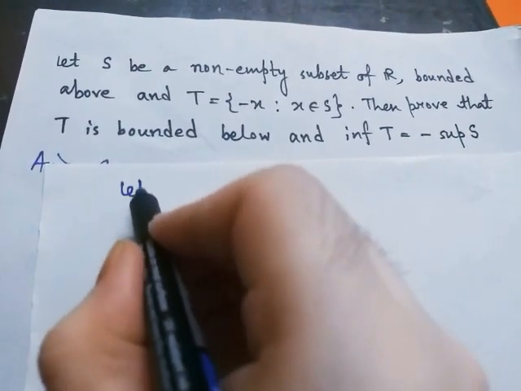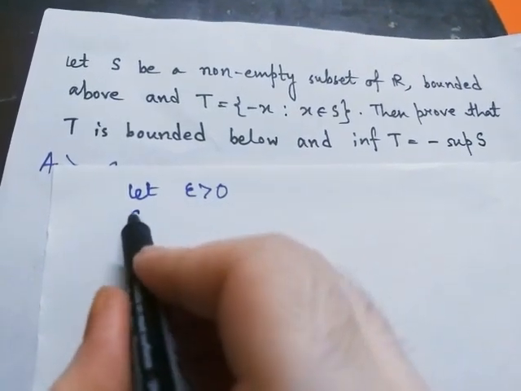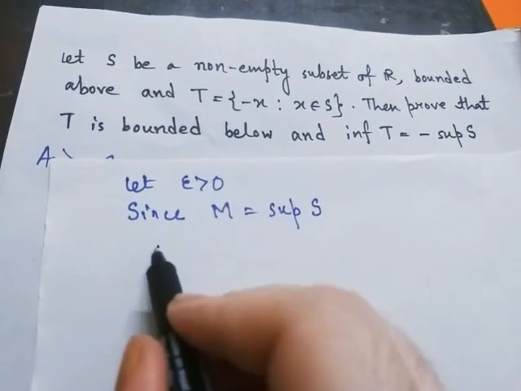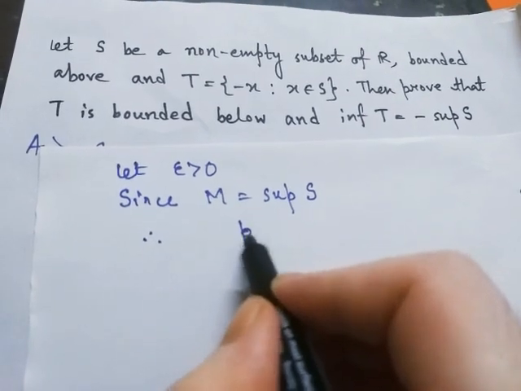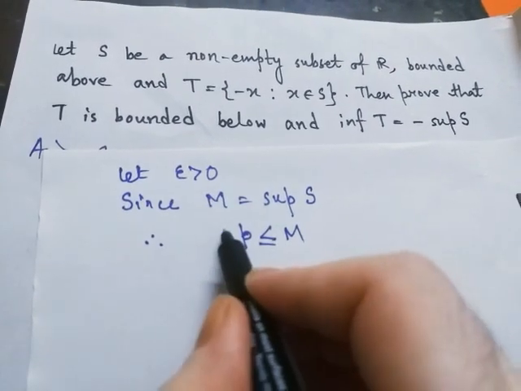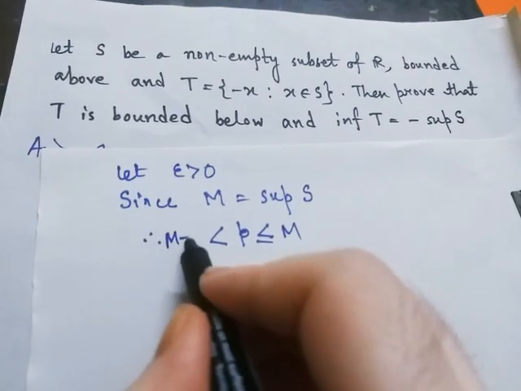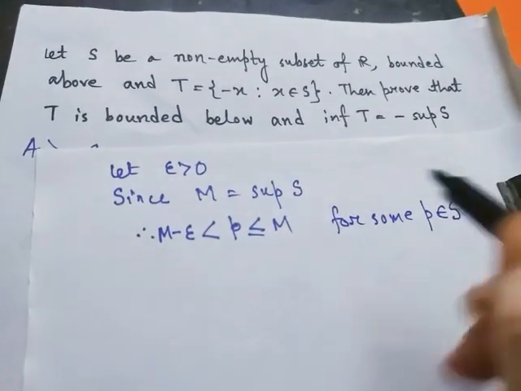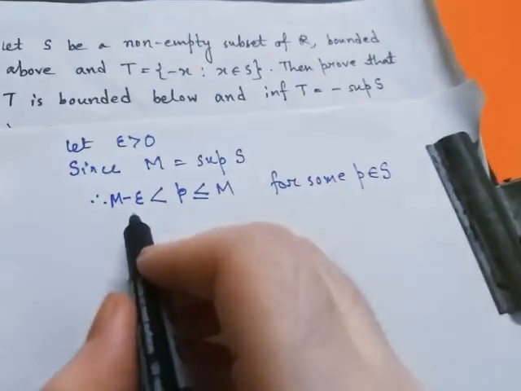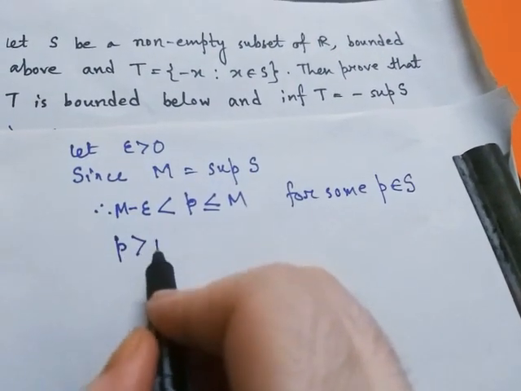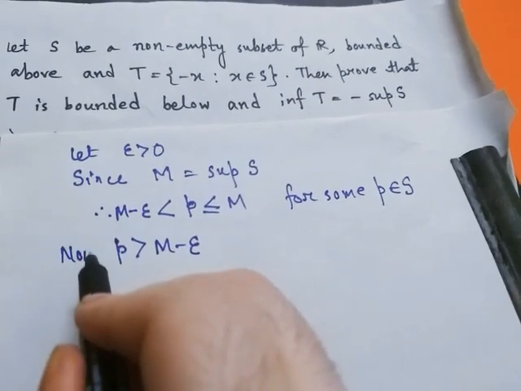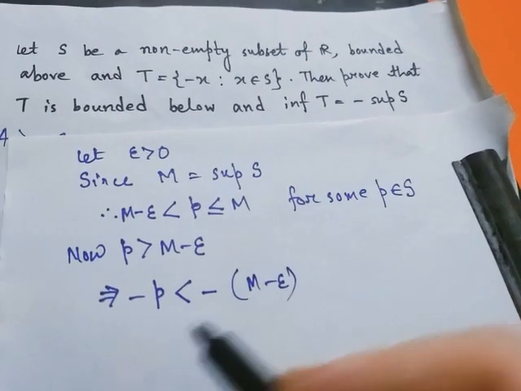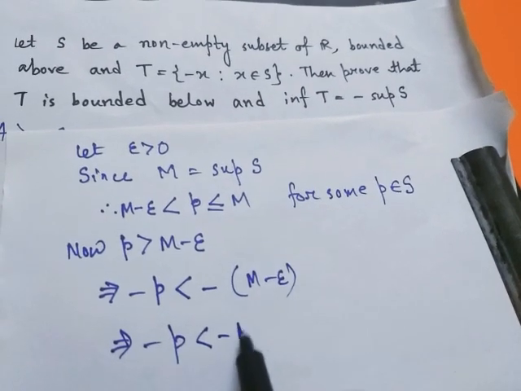Now let epsilon be greater than 0. Since capital M equals the supremum of S, therefore, by properties of supremum, P is less than or equal to capital M, and P is strictly greater than capital M minus epsilon for some P belonging to S. Now P greater than M minus epsilon implies minus P is less than minus of M minus epsilon, which implies minus P is less than minus M plus epsilon.